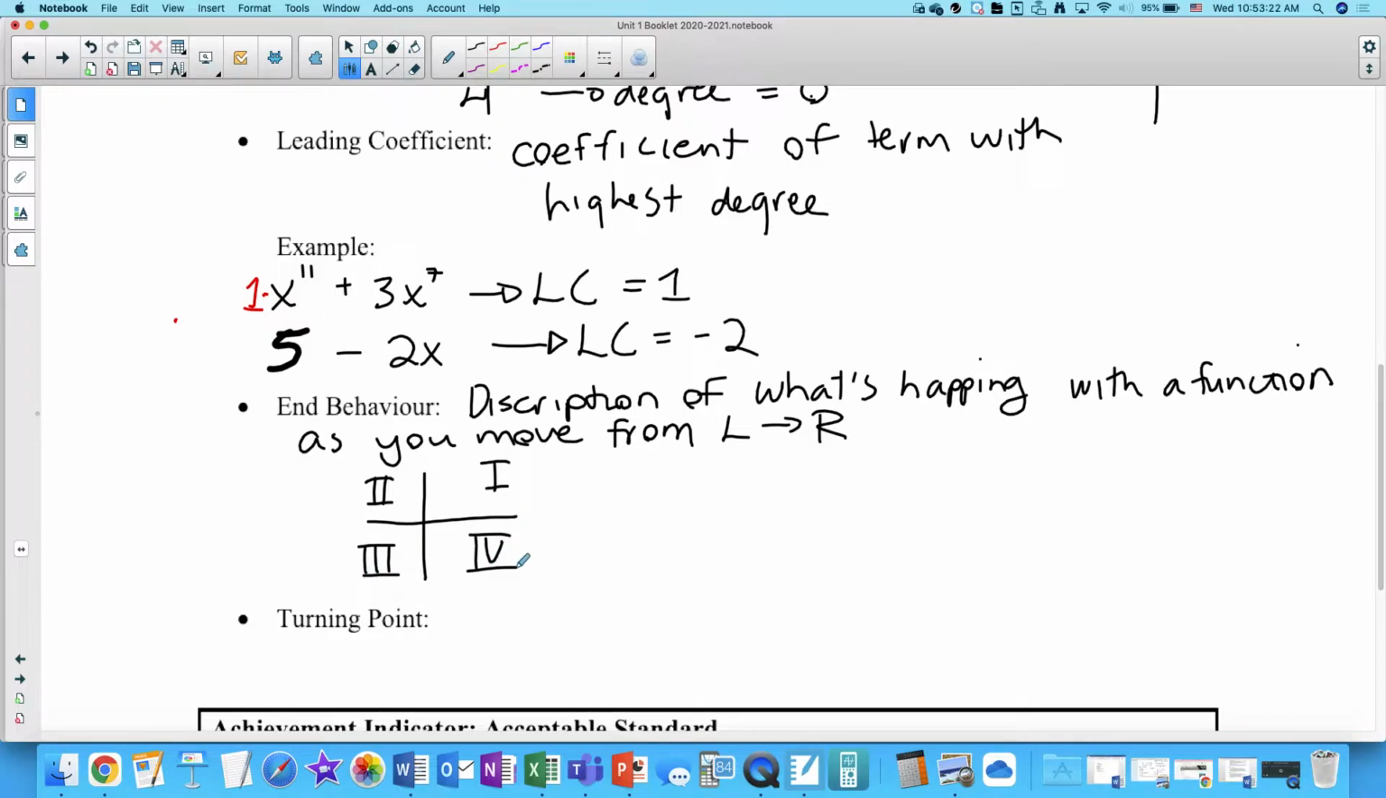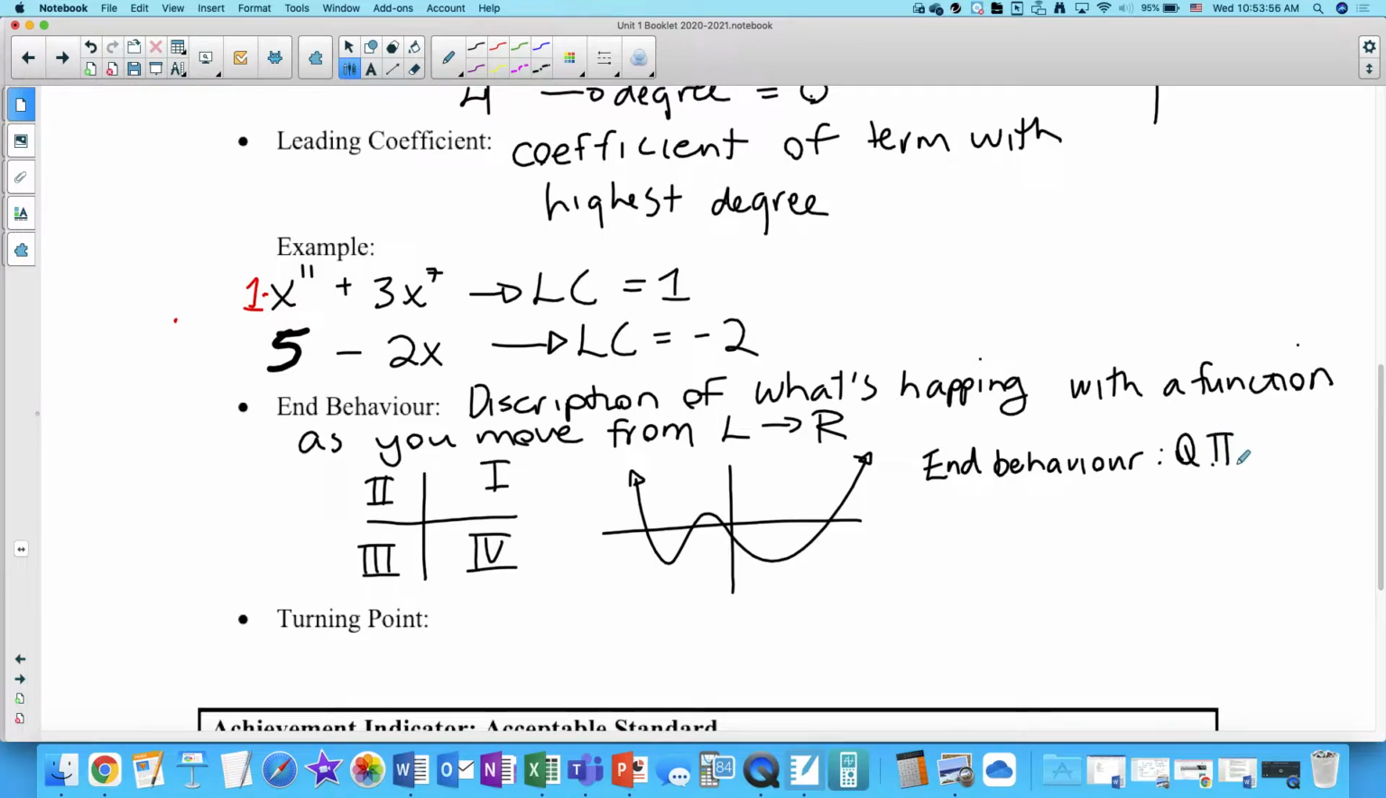Okay? So let's say we have a graph that looks like this. Okay? The end behavior would be like what's happening with the 2 arrows. As you move from left to right, the graph starts in quadrant 2 and ends in quadrant 1. So the end behavior here would just be Q2 to Q1.